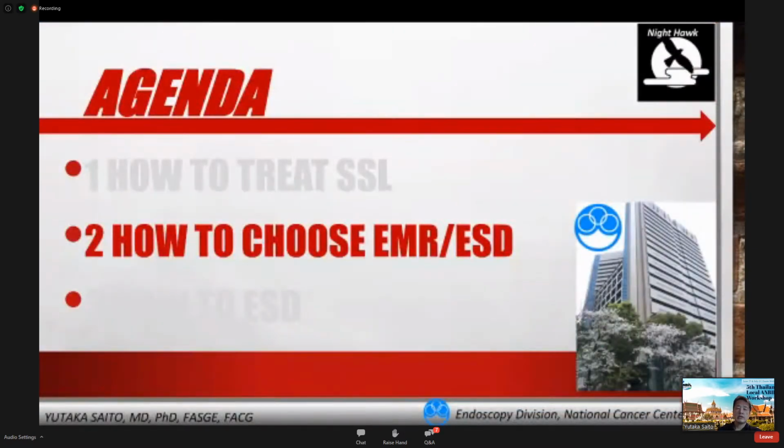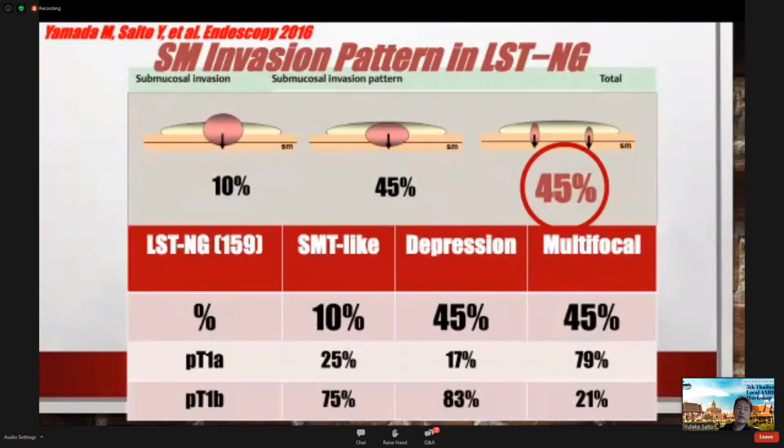Next topic: how to choose EMR or ESD for large LST lesions. This is a paper from Endoscopy, with Yamada, our colleague, as the first author. In LST non-granular type, about 45% of SM penetration could be multifocal. So these lesions should be resected en bloc.